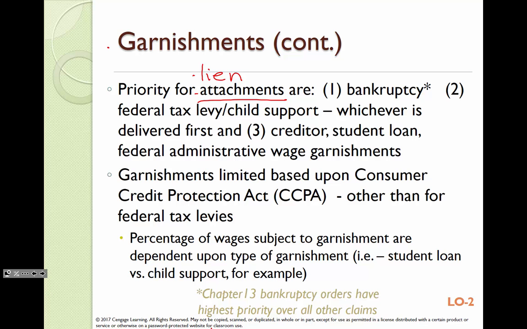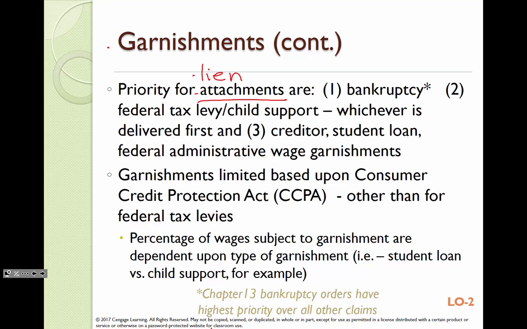The first one is chapter 13 bankruptcy. That's what the asterisk is. There's different kinds of bankruptcy, 7, 11, 13. 13 bankruptcy is the first lien. The second is a federal tax levy. In other words, you owe the IRS money. That could be for anything. Estate taxes, income taxes, unemployment taxes, and/or child support, whichever lien was filed first. And then this whole other category of, like the example I gave where Carlos owes me money, that's just an unsecured creditor. You're at the bottom of the list there. Student loans, blah, blah, blah.